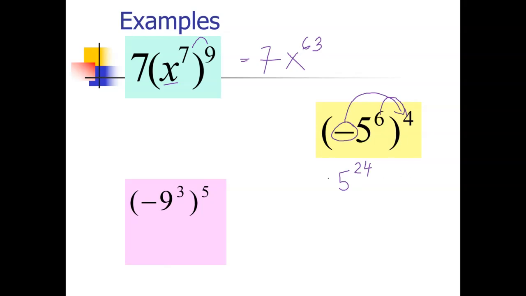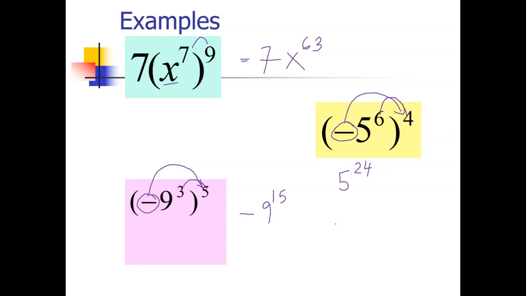Let's try one more. This time I have a negative sign, and that is being raised to the power 5. That is an odd number. When the negative sign is multiplied an odd number of times, it will stay negative. So in this case, I can't get rid of the negative sign. My base is 3, which I'm going to keep here, and then multiply power in a power, 3 times 5, which will give me 15.